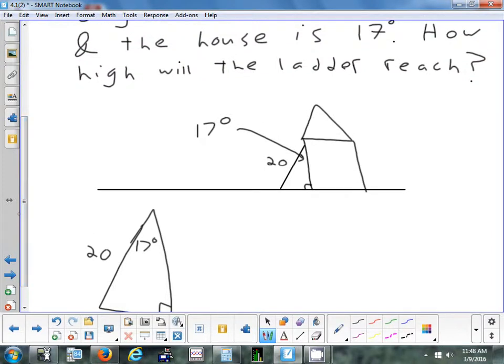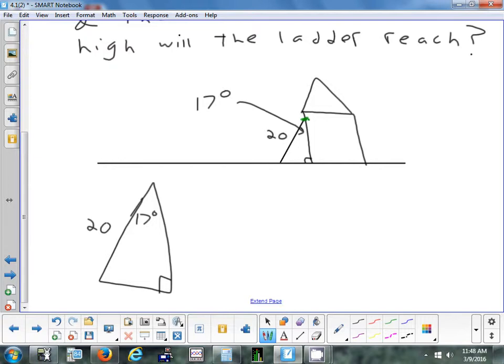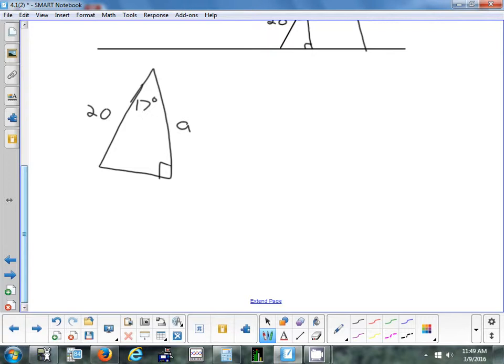How high will the ladder reach? The ladder is going to reach to right here. I want to know how high that point is. If I was finding the base, the question would say, if you measure the distance between the house and the ladder, how far away is the bottom of the ladder from the house? I'm not asking for that. So there's only one thing we need to find. Don't worry about this other angle or the bottom side. Find this using that and that.